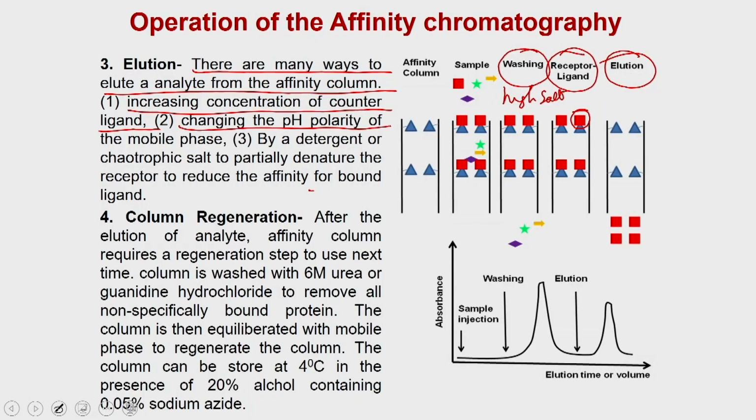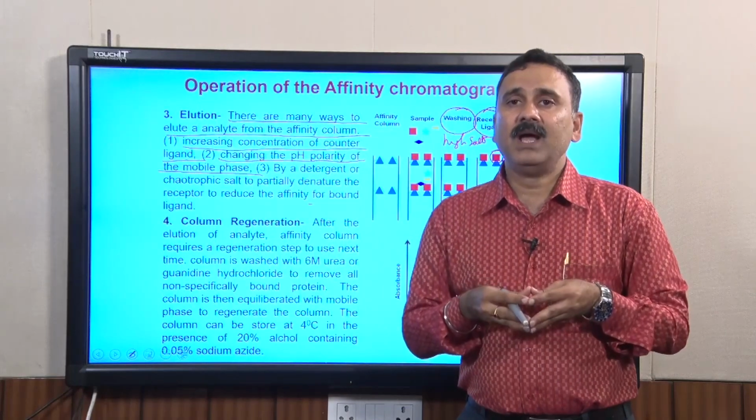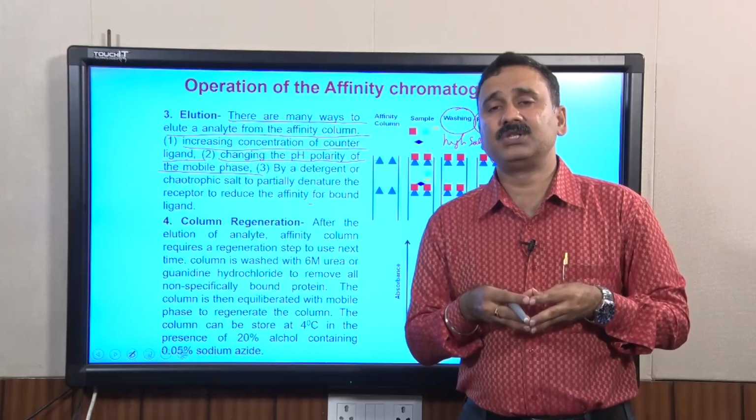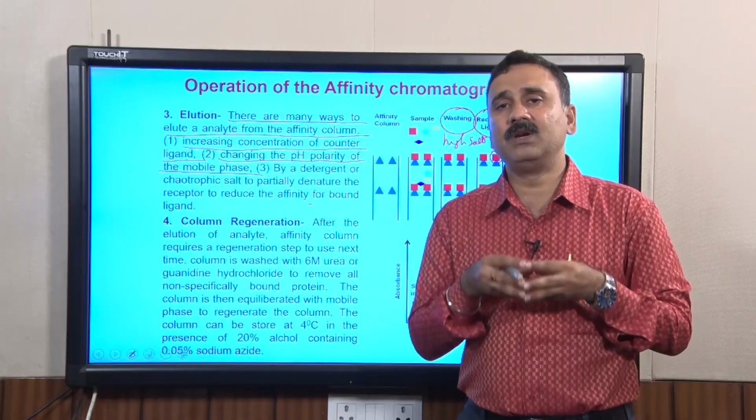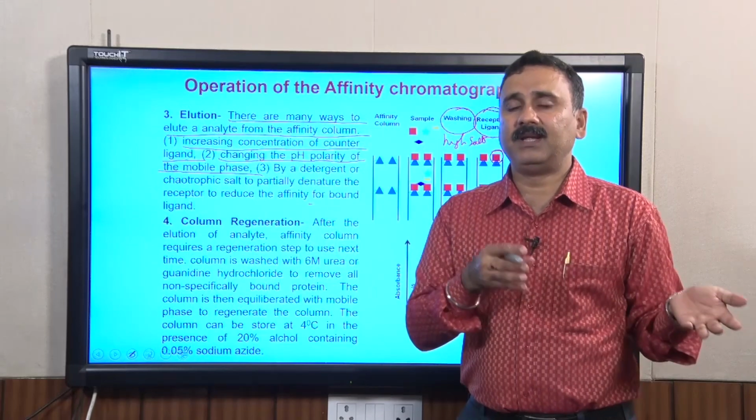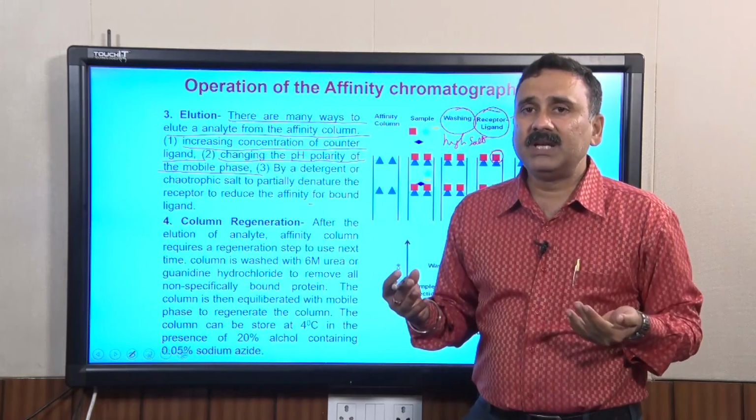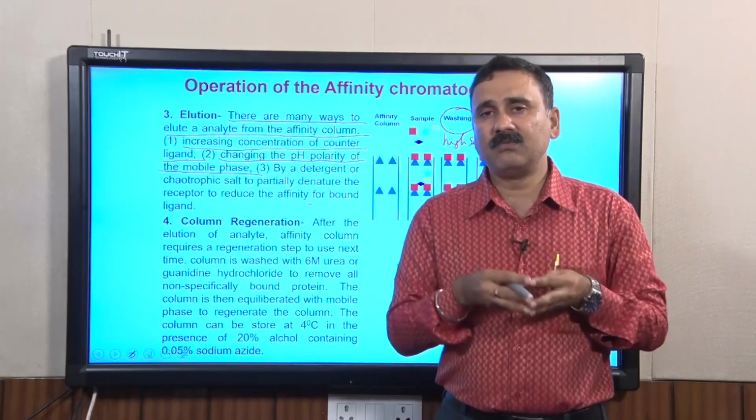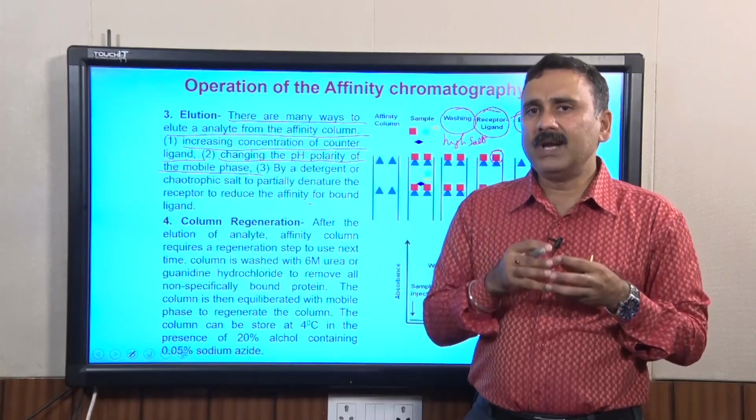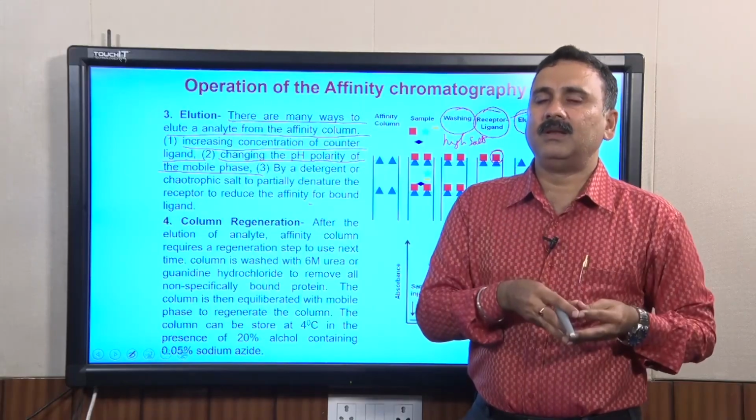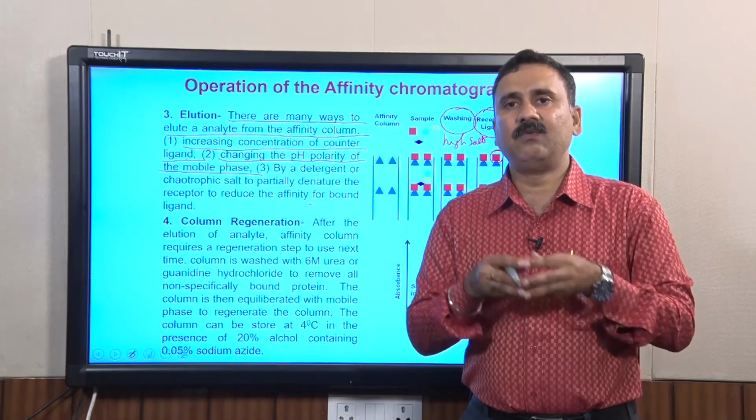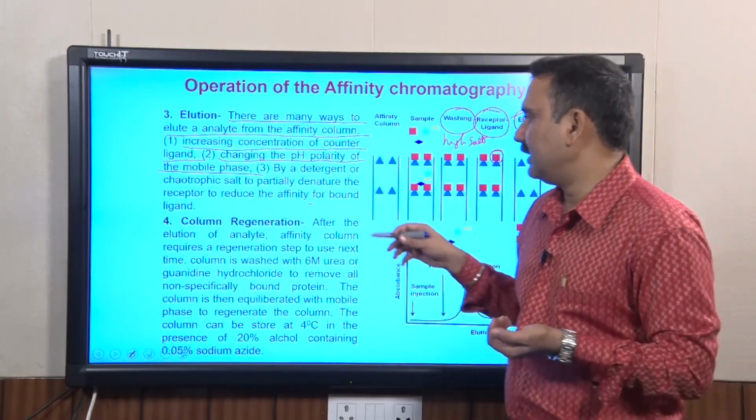You can change the pH or the polarity of the mobile phase. As you remember, the receptor-ligand interaction is controlled by electrostatic interactions, van der Waals forces, hydrogen bonding and salt bridge interactions. All these interactions depend on the ionization of the different groups present on the receptor as well as the ligand. So, if you change the pH or the polarity of your elution buffer, you can modulate these interactions, and as a result the receptor may have lesser affinity for the ligand, and that is how it will release the ligand.